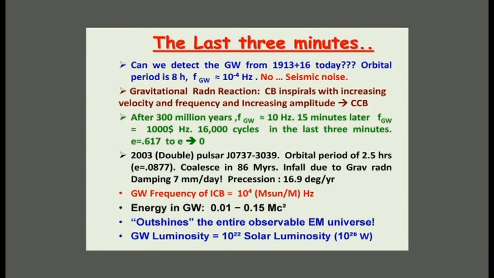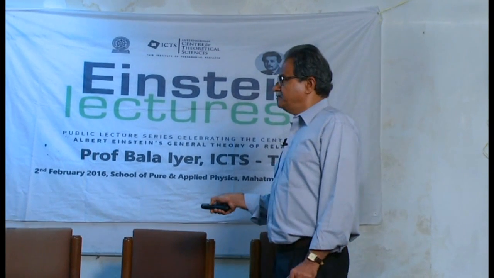And that is the reason, if you remember, I had told you that we can look at the last 3 minutes of coalescing binary systems, because it's in the last 3 minutes of their existence that their frequency comes in the right bandwidth, and during the last few minutes they put out so much radiation that it outshines the solar luminosity by very large factors. So for a small amount of time, the emission in gravitational waves is very high.